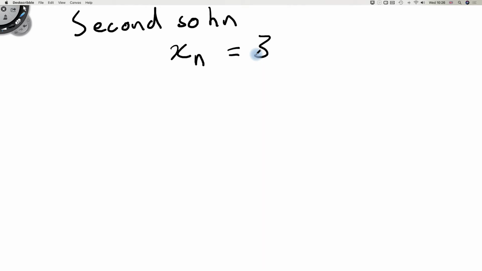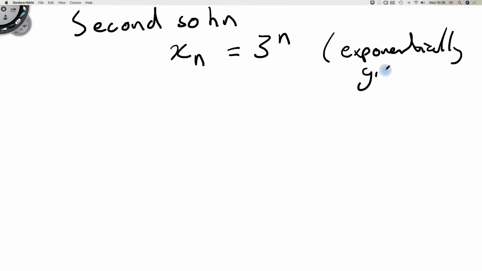There's a second solution, x_n equals 3 to the n. Obviously that's not stimulated by the initial conditions per se, but we will see it comes into play. And this is not such a helpful solution because it's exponentially growing.